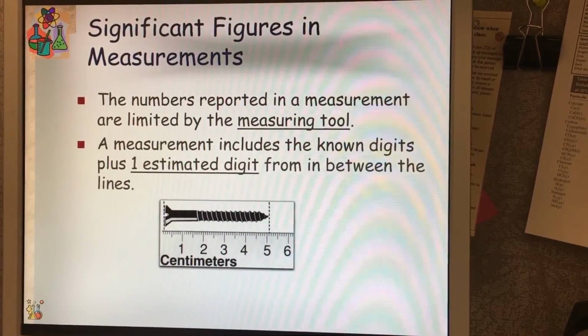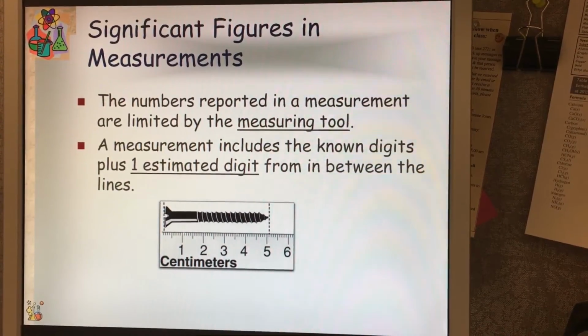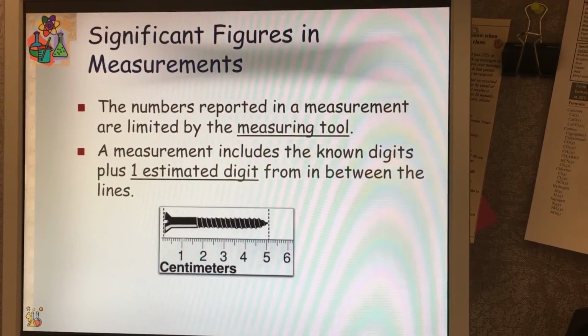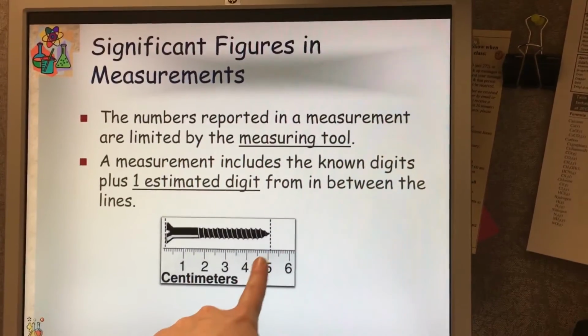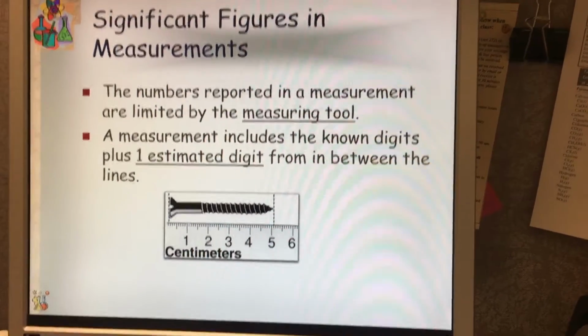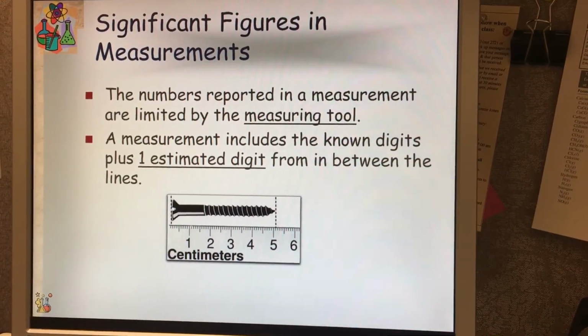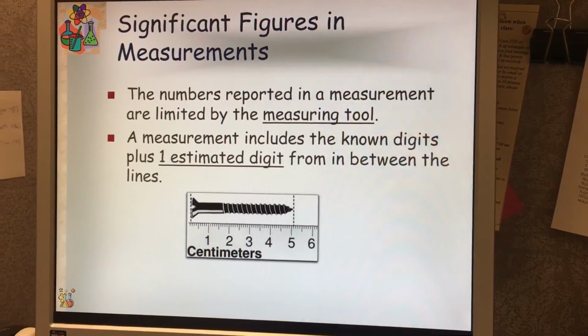For example, if we wanted to measure the length of the screw in centimeters using a meter stick, we would look at the screw and say it's at least 5 centimeters, but not quite 6. Because the tenths places are marked on our measuring device, we know with certainty that we can measure 5.1 centimeters. But it's not exactly on the 5.1 line, it's also not quite at the 5.2 line.